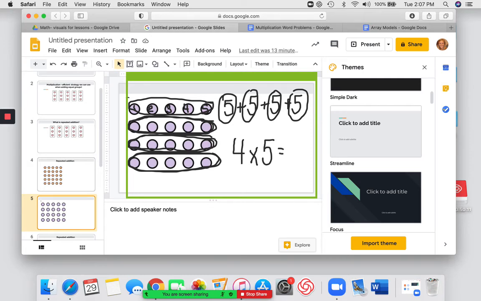And we can count them all up. We know that 4 times 5 equals 20. And we know that 5 plus 5 plus 5 plus 5 is the same as that. So my total also will be 20.